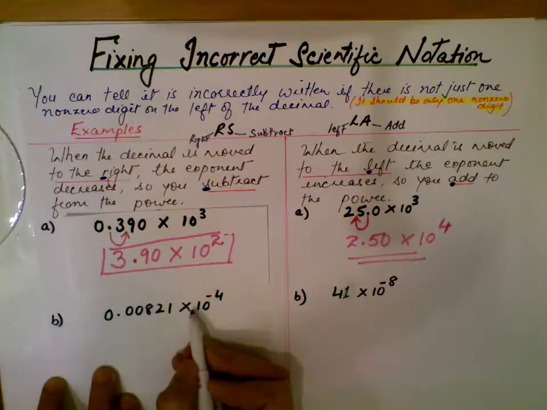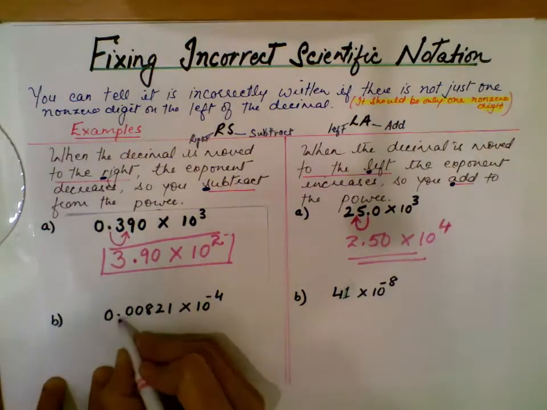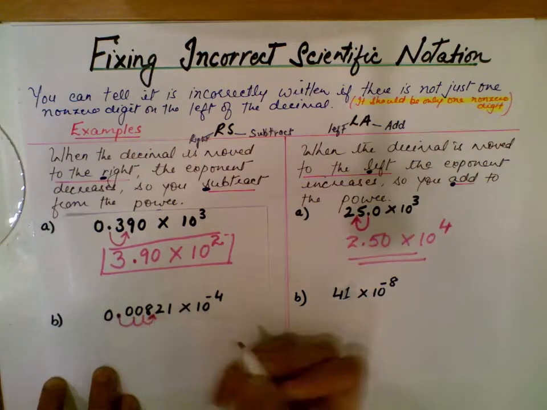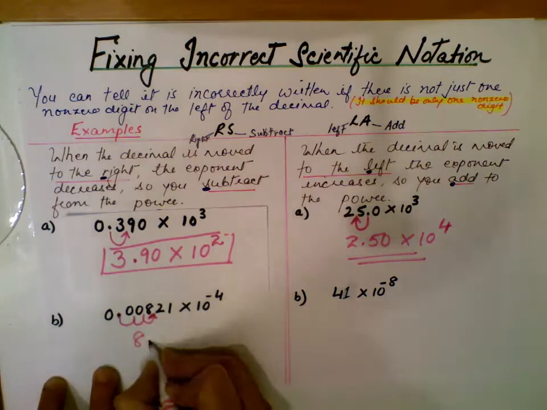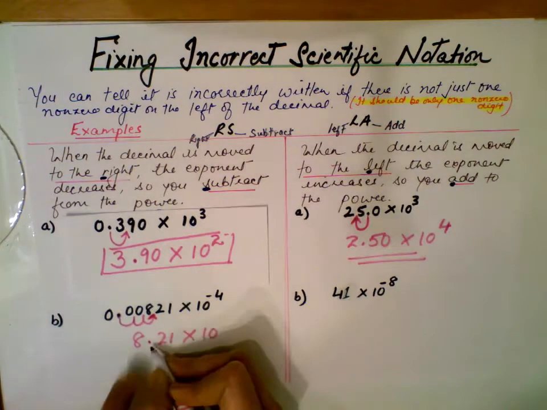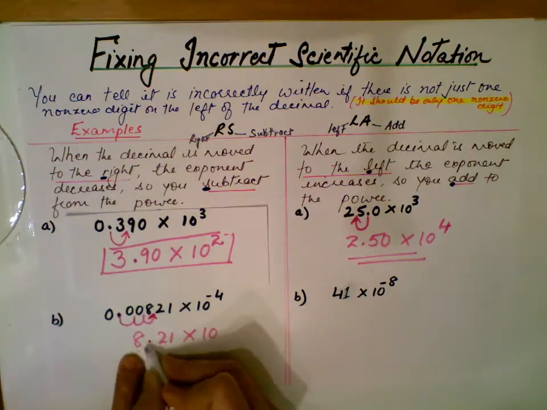Let's do this one again, since this is the decimal to the left. So 1, 2 and 3. By moving my decimal here, I'm going to get 8.21 times 10 raised to the power. Now because I have one non-zero digit to the left of the decimal, this is correct.